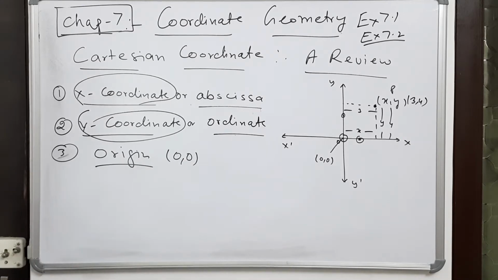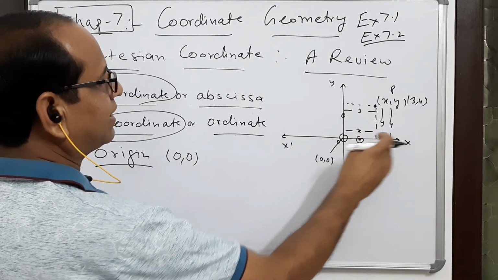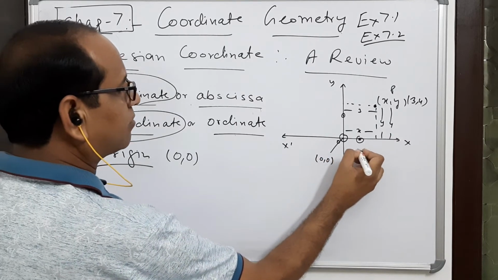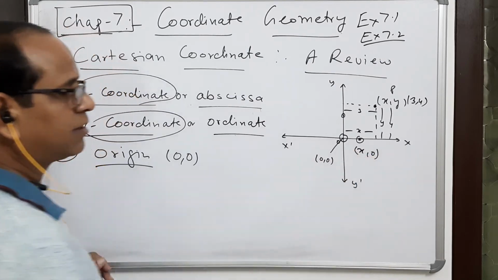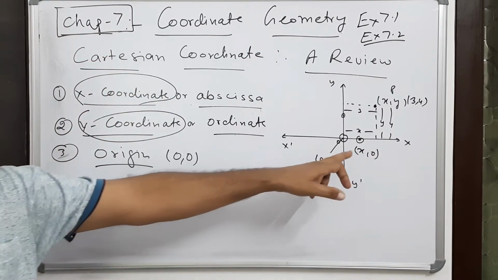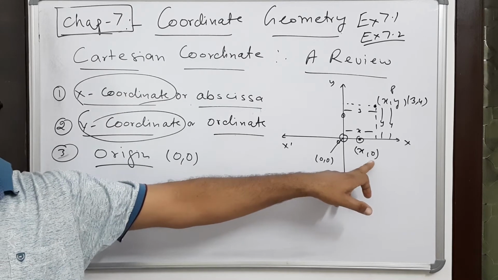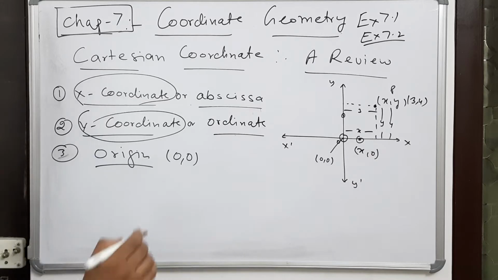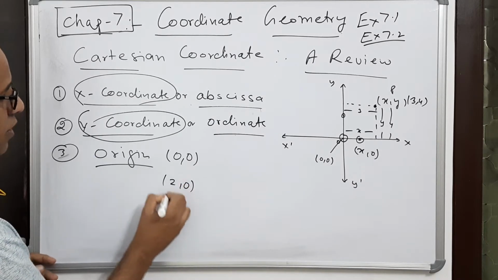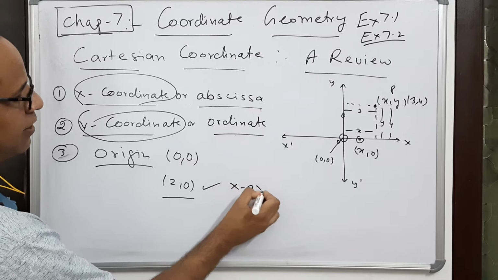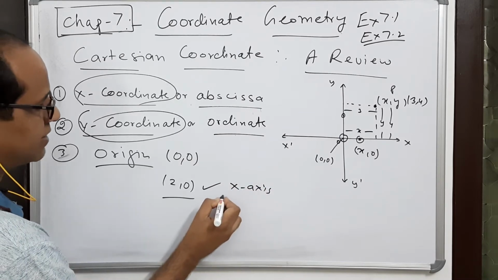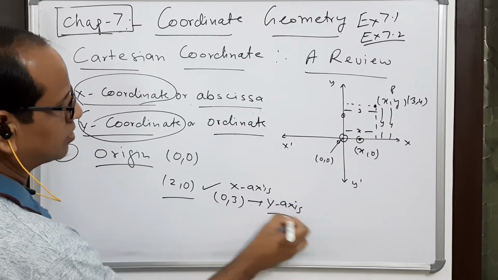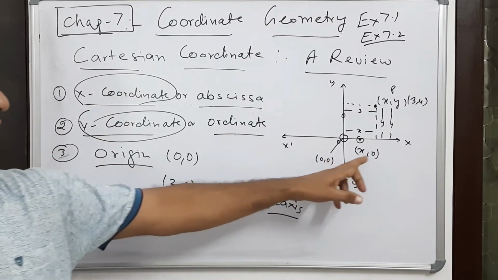There is one more part here. If any point is present on the x-axis, then the coordinate of that point will be x, 0. That is, the y coordinate will be 0. It will always be 0. Like I can say that 2, 0 lies on what? It lies on the x-axis, whereas 0, 3 lies on the y-axis. So that is the meaning of x, 0.